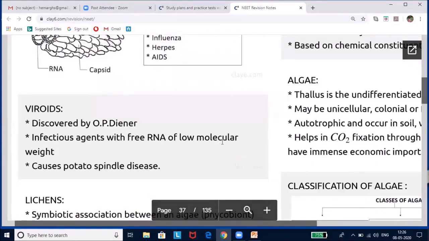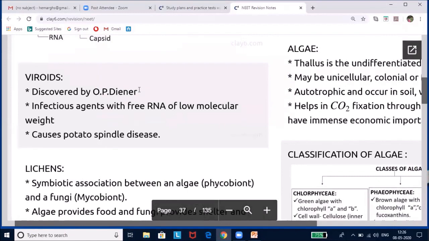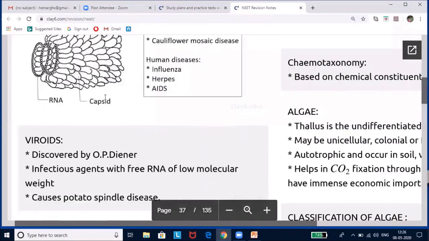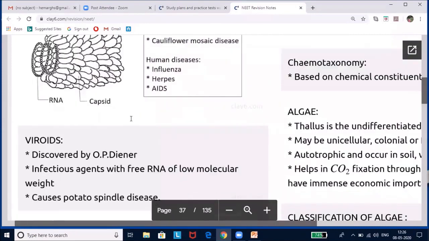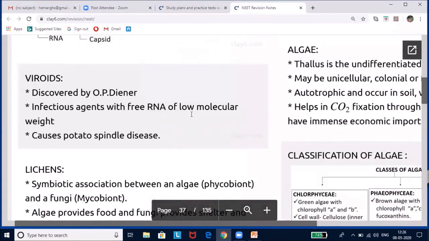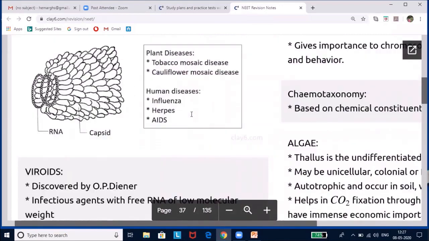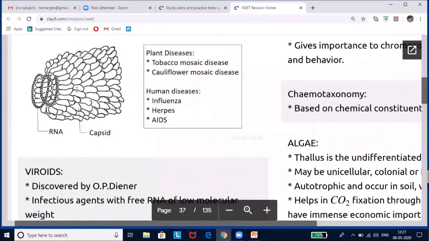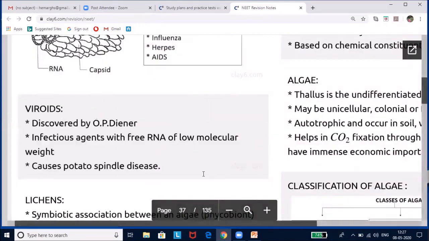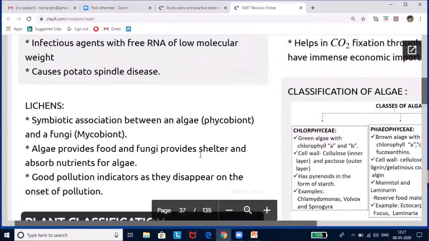Now, viroids were discovered by T.O. Diener. Again, this is an important name. They are infectious agents with free RNA. It is actually not about low molecular weight; it has to be with no protein coat. Though the molecular weight was low, since they did not have a protein coat or a capsid, they were called viroids, and they cause potato spindle tuber disease.